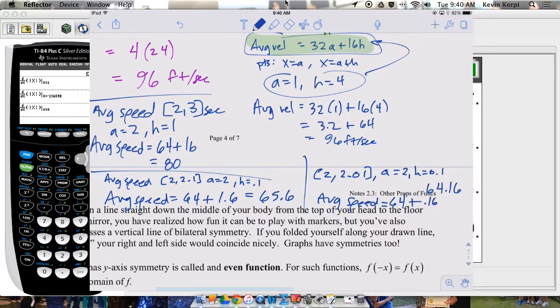You can't let H be 0 because as soon as H is 0, how many points do you have? 1. And you need how many points to find the slope of a line? No. And it's a subtle difference. What you're saying is let H equal 0. And if H is 0 in this equation, we do end up with 32A. That becomes a derivative formula. But we can't physically let H be 0 because then we have 1 point and there's no 2 points anymore.